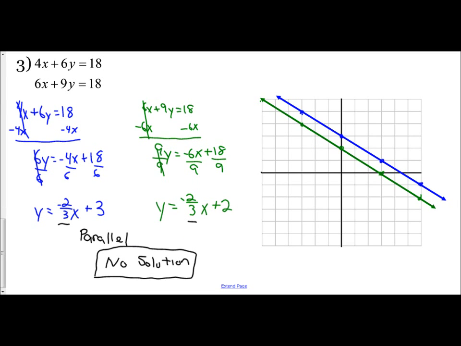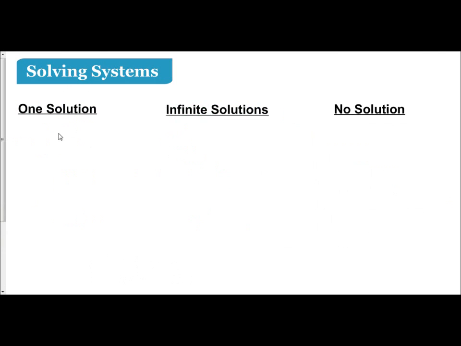So let's examine this further and try and apply some logic with how I can see at least what type of solution is going to occur based off of what my two slope-intercept forms are. Now, if we go through, we saw there were three types of solutions. There's one solution where we actually had an xy coordinate where the two lines intersect. We had the second example, which was infinite solutions. And we had the third example, which was no solutions.